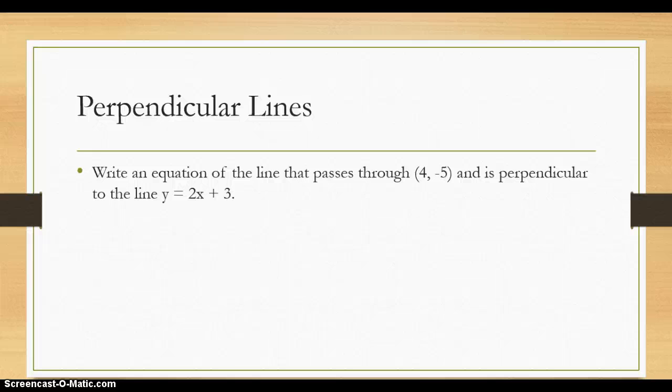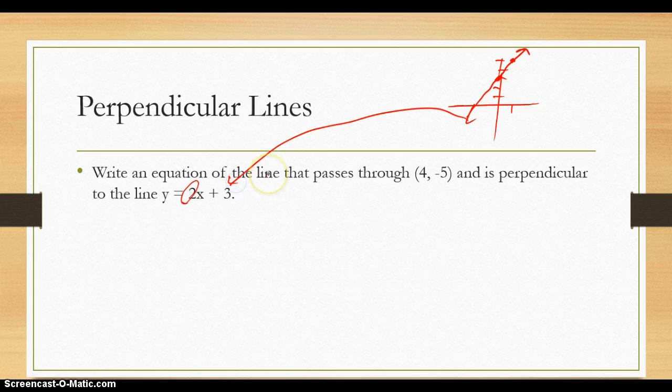So perpendicular lines. Write an equation of a line that passes through (4, -5) and is perpendicular to the line y equals 2x plus 3. So perpendicular to y equals 2x plus 3. So let's say we graph this. We'd start at the y-intercept, which is 3, and go up 2/1. Okay, so we know this line is going in this direction. So we're trying to find the other line that is going in this direction right here that will make 90-degree angles, and that is perpendicular.